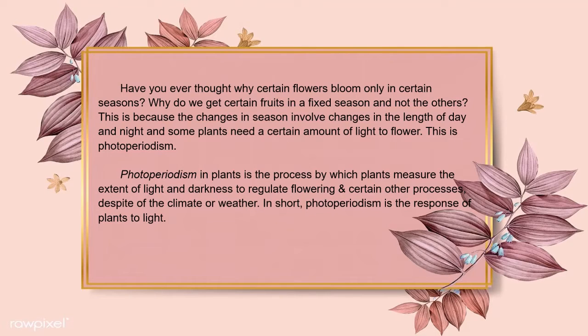Photoperiodism in plants is the process by which plants measure the extent of light and darkness to regulate flowering and certain other processes despite the climate or weather. In short, photoperiodism is the response of plants to light.